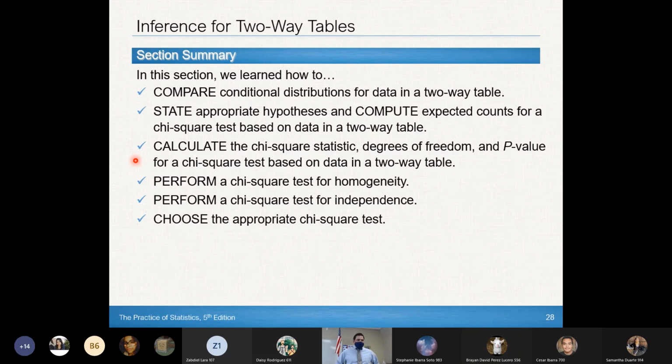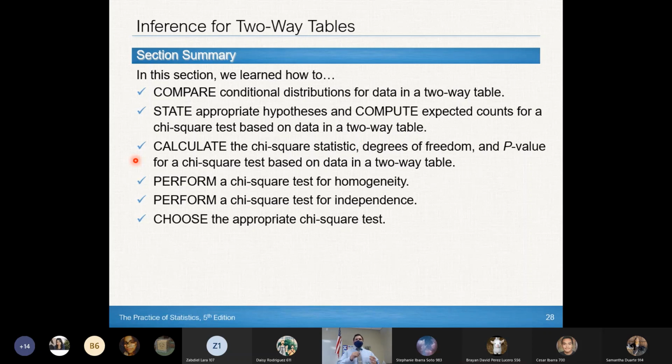Now I want to point something out. The way that you do all the calculations, whether this is a test for homogeneity or test for independence, is the same. Same steps, same calculations, same type of stuff will go into your calculator. The only difference is how you write your hypotheses and how you would word your conclusion, right? And how you would interpret in context. The calculations themselves are identical, no matter which form of inference you're performing, which test you're doing.